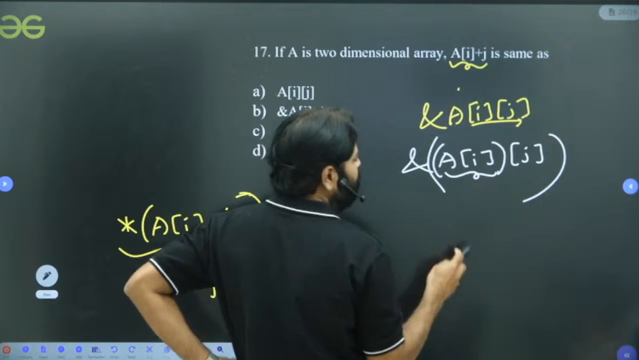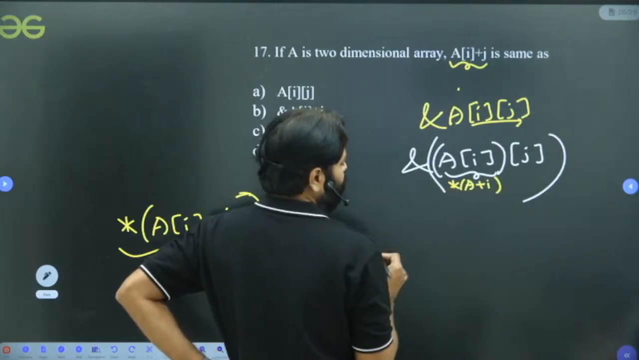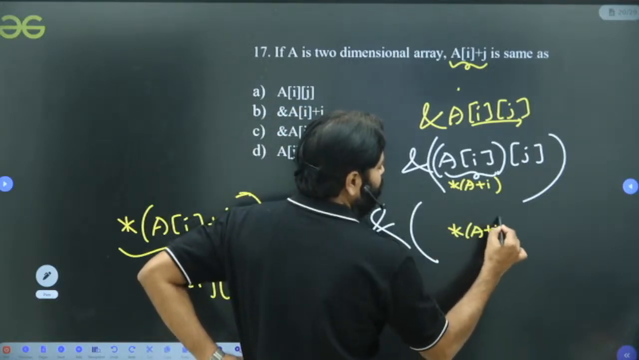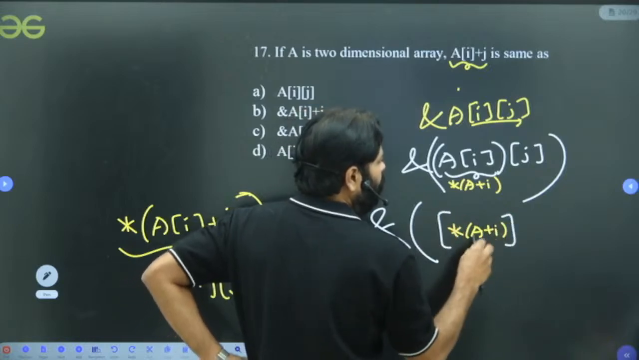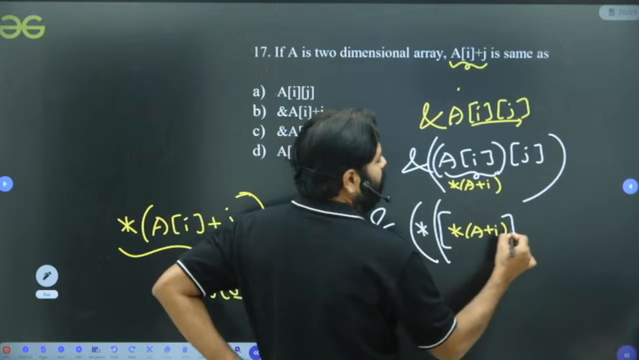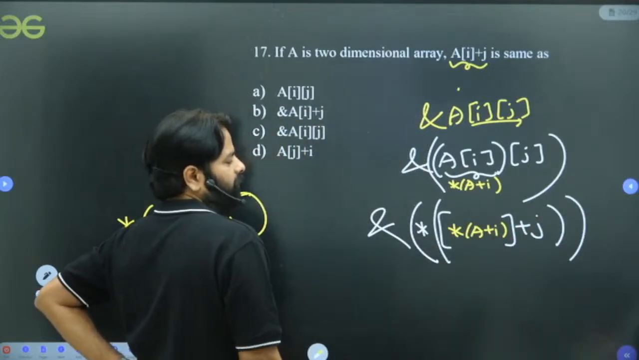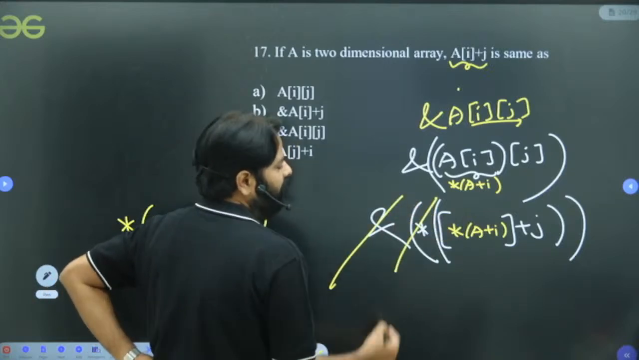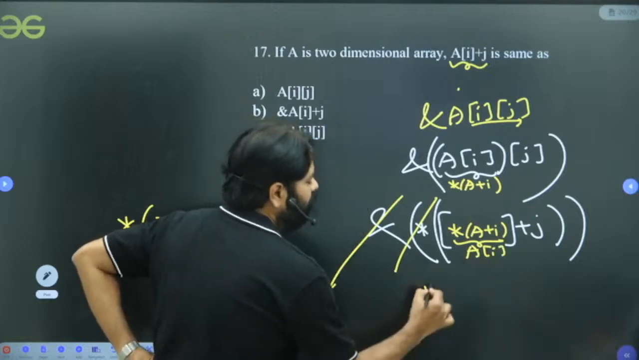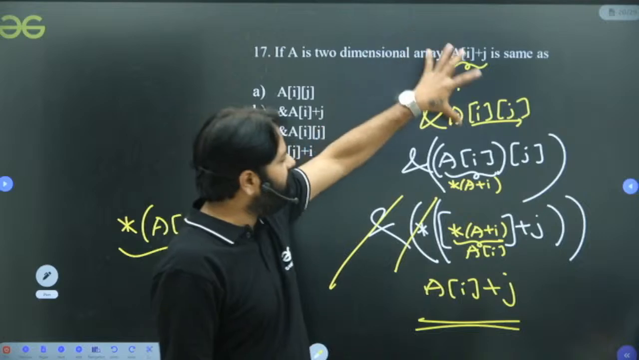Now this one is star of A plus I. So now ampersand, the star of A plus I, and for this one, how do you apply? One more star plus j. Now this ampersand star will cancel, which is equal to, anyway, this is A of I only now. So A of I plus j. I'm just trying to prove this is exactly the same as this one.